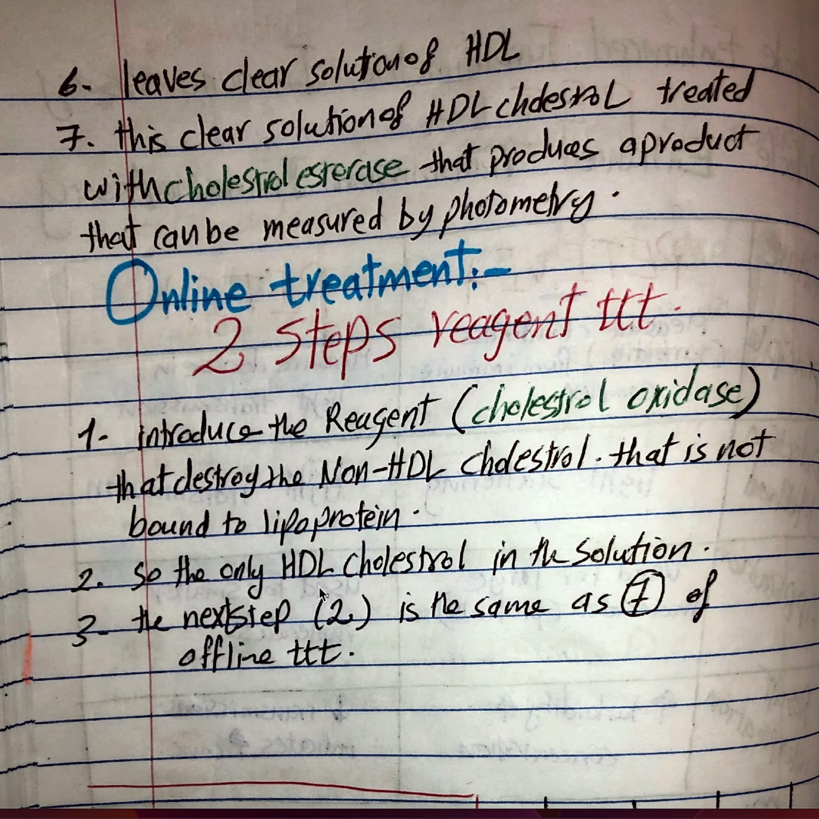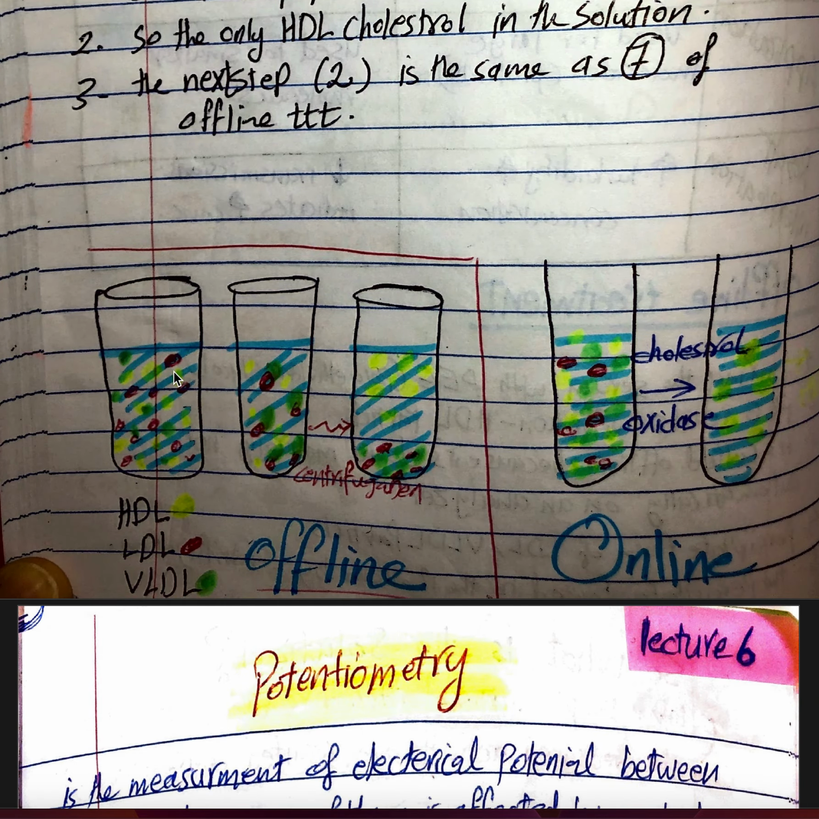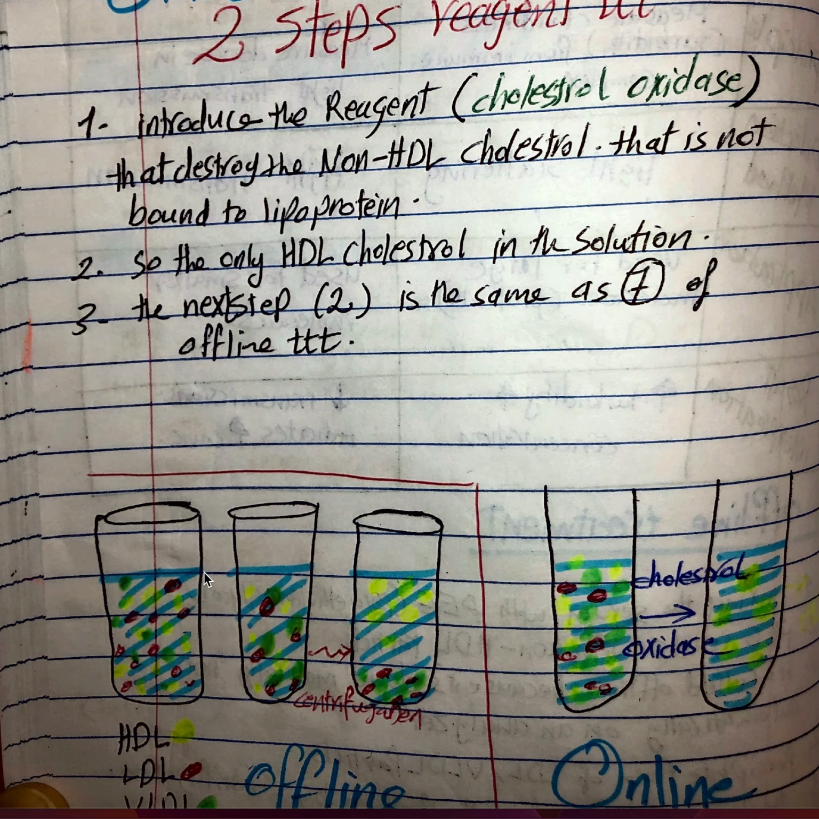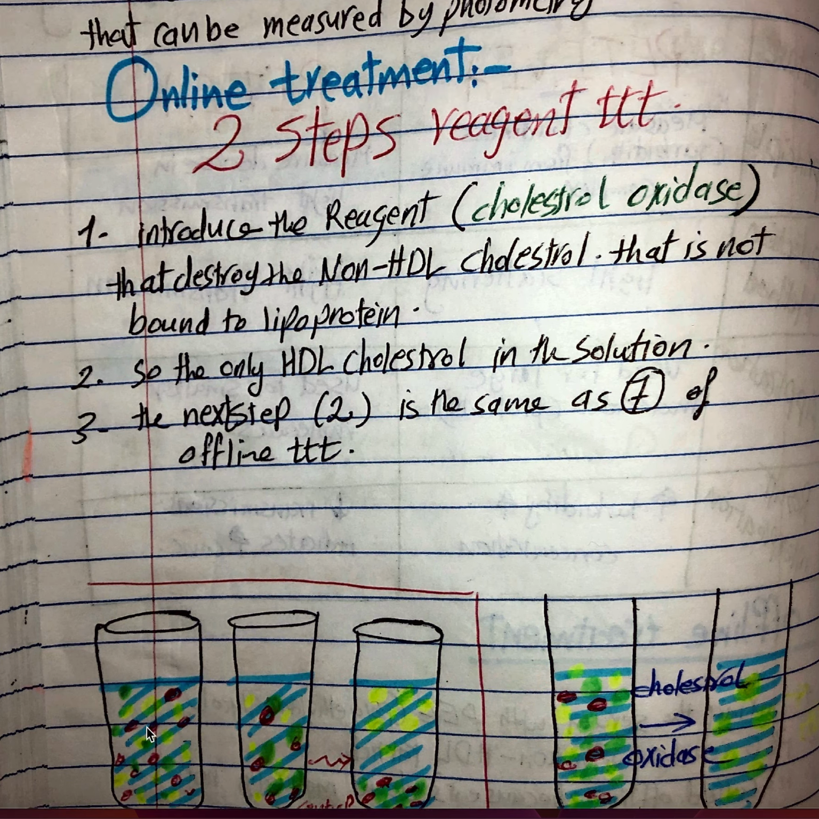Let's go to the drawing and understand how this can happen. We have this sample to understand the offline treatment. As you can see, this is the sample, and we have high density lipoproteins, low density lipoproteins, and very low density lipoproteins. Then we add something called polyethylene glycol, and the polyethylene glycol reacts with every particle except the yellow one, which is the high density lipoprotein.